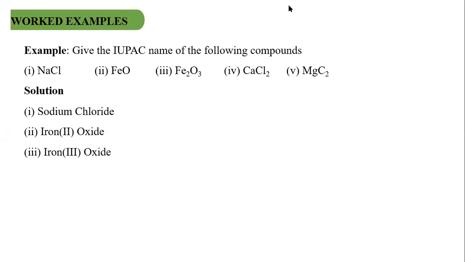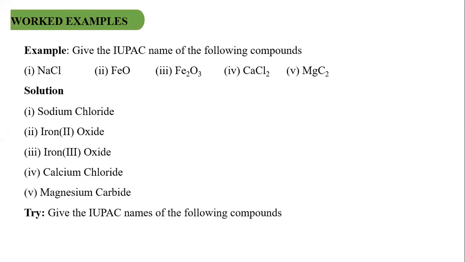Bansa, Maunyo. Sir, magnesium carbide. Magnesium carbide is the name of the last one. That's excellent. There's nothing like magnesium 2 carbide. No. Because magnesium is not an element that shows variable oxidation state. It's just magnesium carbide. So the fourth one, like you rightly said, calcium chloride. The fifth one, magnesium carbide.